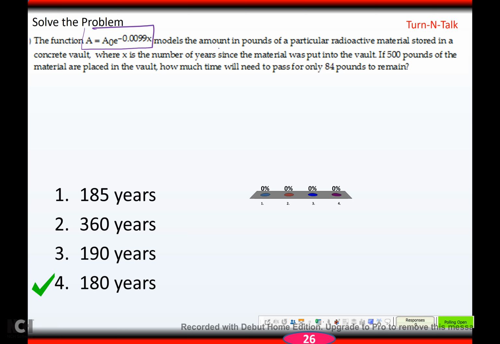Alright, here's my formula. It models the amount in pounds of a radioactive material stored in a concrete vault. So A is the amount in the vault, and X is the number of years since the material was put into the vault. If 500 pounds of the material are placed in the vault initially, that's your A sub naught. A is the amount in the vault after the time has passed, and A sub naught is the amount in the vault in the beginning. How much time will need to pass for only 84 pounds to remain?